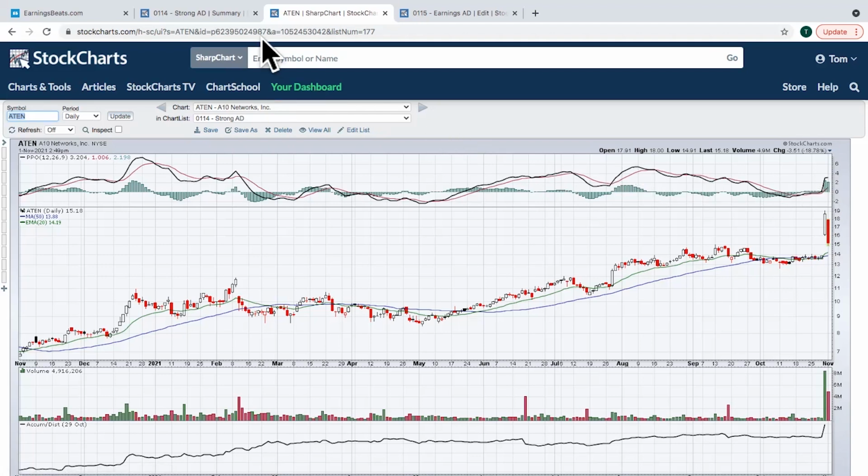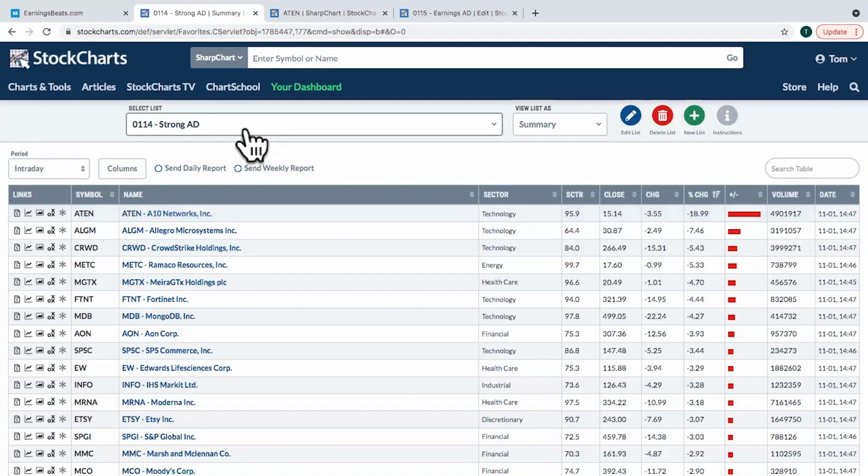Who knows? But once again, you're looking at a stock within a chart list that tells you what the parameters were, what the filters were in order to create that chart list. Here, we know these stocks are strong AD stocks.